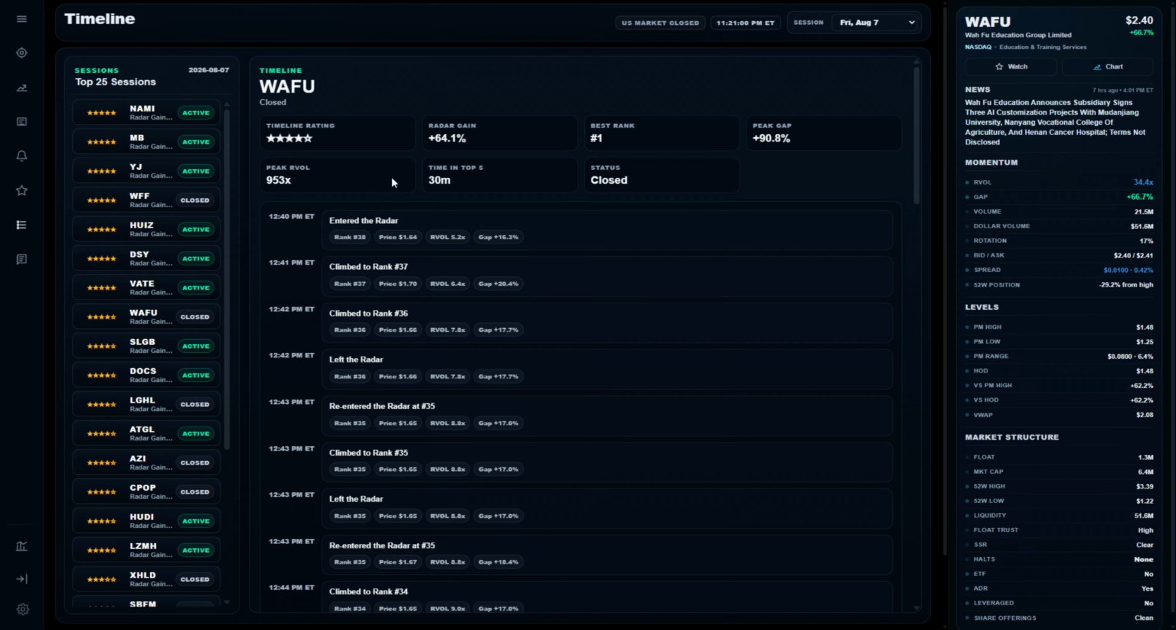At the top of the timeline, you'll also find several summary statistics. These provide a quick overview of the stock's overall performance during the session and make it easy to compare one momentum move against another.